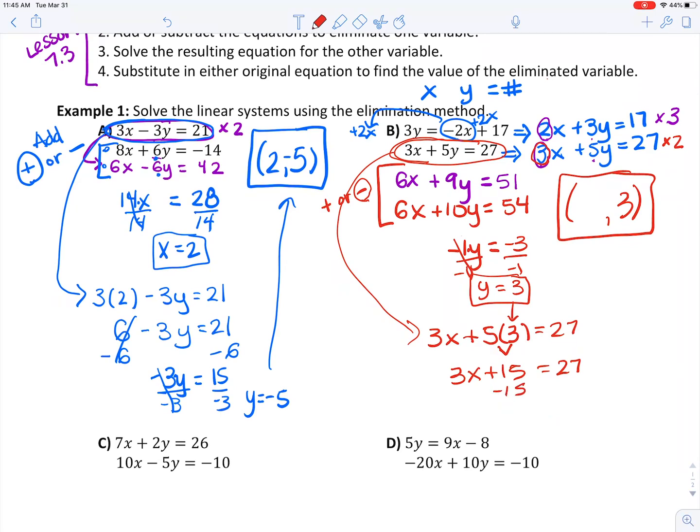How do you undo that 15? You can minus 15 on both sides. So now we have 3x is equal to 12. And how do you undo 3 times x? You divide by 3. So x is equal to 4, which plugging that right into our coordinate point gives our final answer.